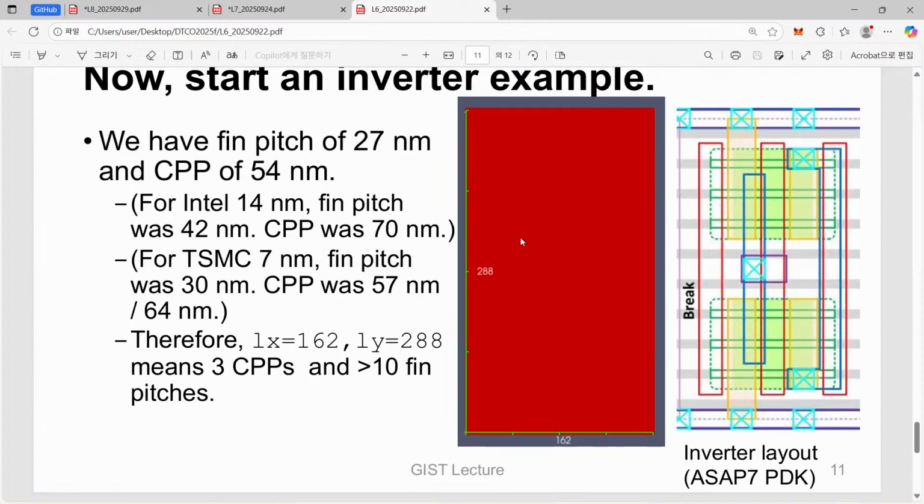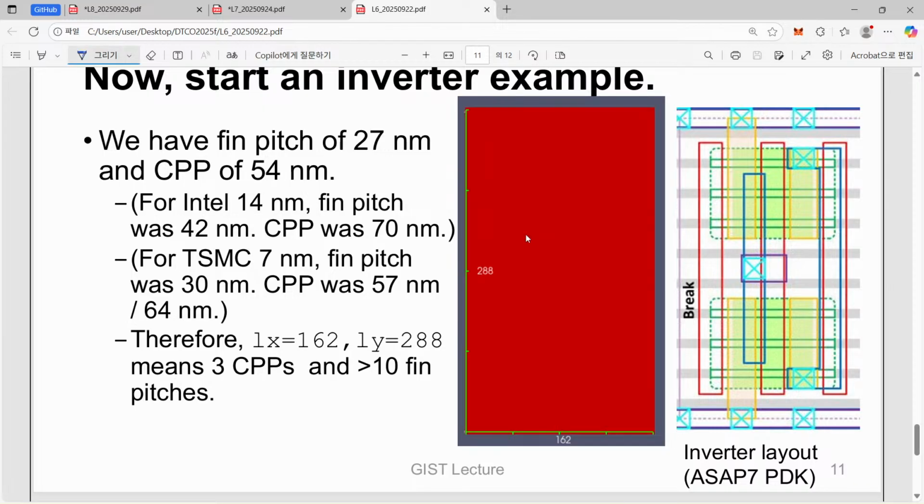Okay, here we have it. The final structure we wanted to have looks like this, and here you can see certain lines corresponding to fins. These are all fins, and that is our target structure.